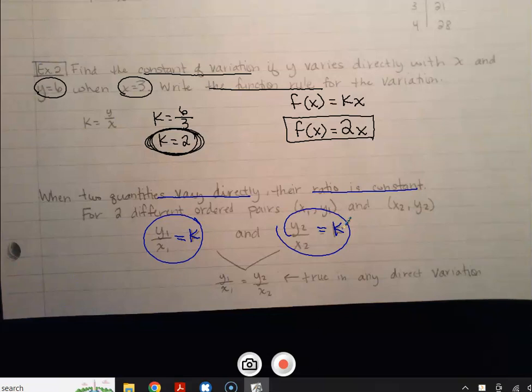Which means, this is the cool part, we could set up the proportion and say y1 over x1 equals y2 over x2. This is true for any direct variation, any of them at all, because they both have the same constant of variation. They're varying constantly, the same way every time.